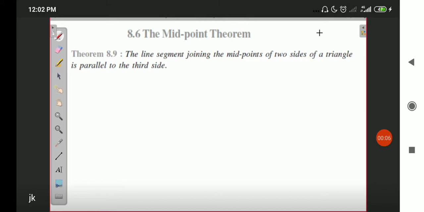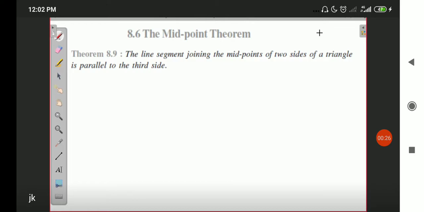We are starting with midpoint theorem now. Okay, so हम लोग start करते हैं. We have completed exercise 8.1. This is exercise 8.2. Your topic number is 8.6. That is midpoint theorem.